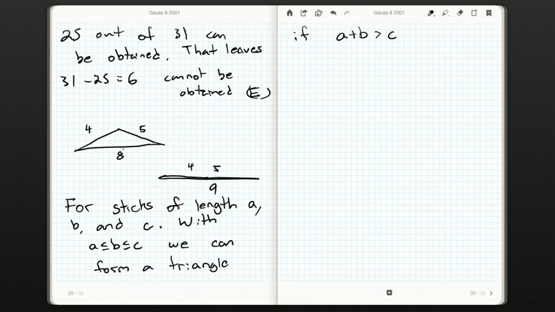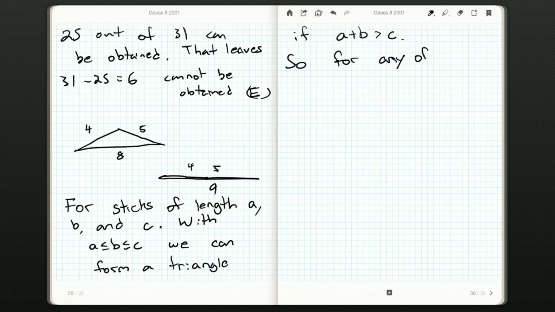So here 8 is the longest stick. 4 plus 5 is greater than 8, so we get a triangle. Whereas here 9 is the longest stick, so 9 is equal to C. And A and B are 4 and 5. A plus B, 4 plus 5, is 9. That is not greater than 9. It's equal to 9, so it doesn't work. So we have this nice little property.